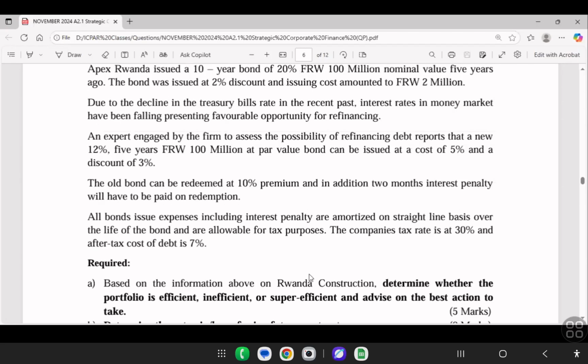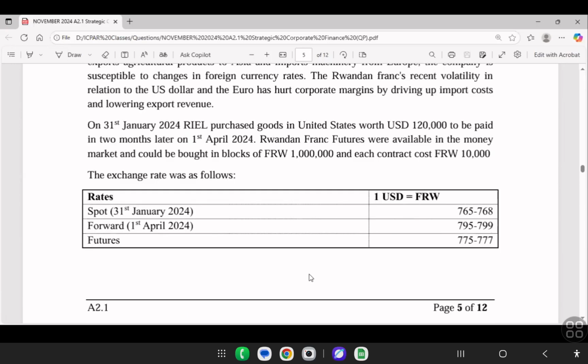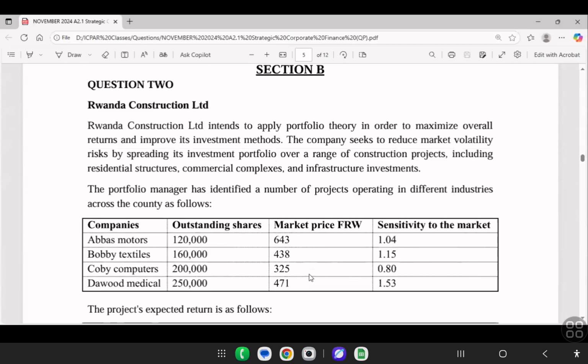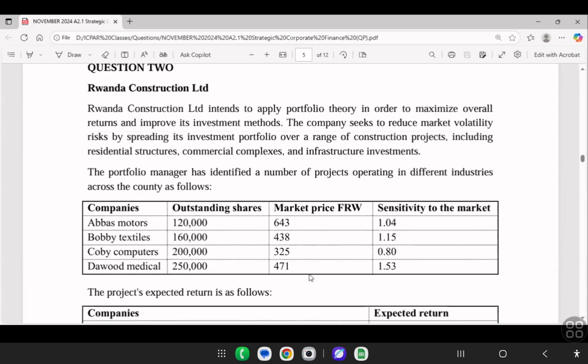I want to give you 2 minutes. Read through that question so that we can solve it together. You see how simple life is in finance.